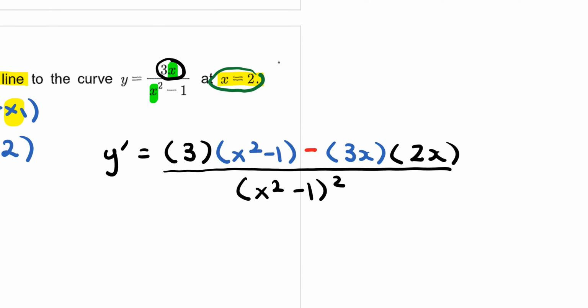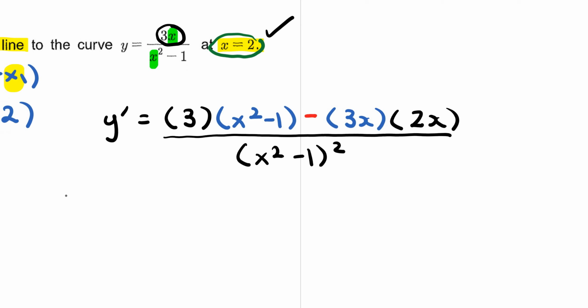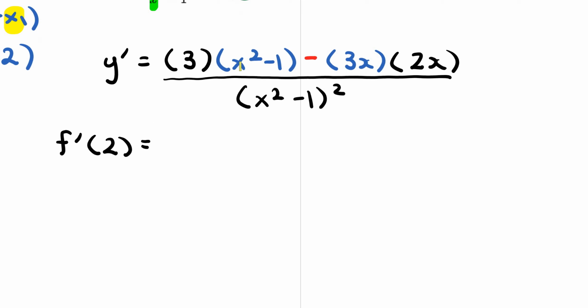Instead, we want to find the derivative when x equals 2, right? So a new notation that you can write is f prime of 2. What that basically means is anytime you see an x here, we're going to replace all those x's with a 2. So I have a 3 here. If I change this to a 2, that's going to be 2 squared, which is 4, and 4 minus 1 is going to be 3.